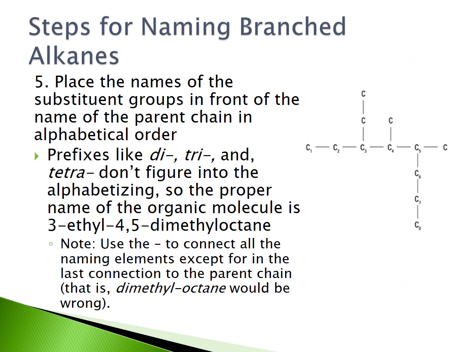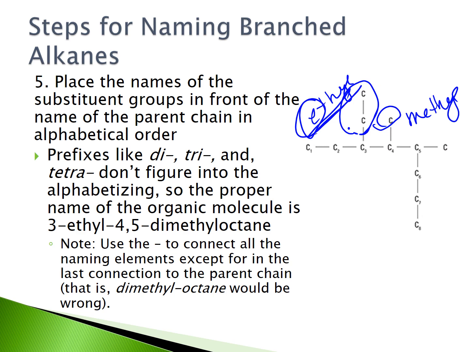Now place the names of the substituent groups in front of the name of the parent chain in alphabetical order. So in this case, I'm dealing with ethyl and methyl. Which one would come first? You are going to put ethyl because it comes first alphabetically because it has that E. I only have 1 ethyl, so it'd be 3-ethyl. These 2 groups, on the other hand, this guy right here and this guy right here, were both methyls.